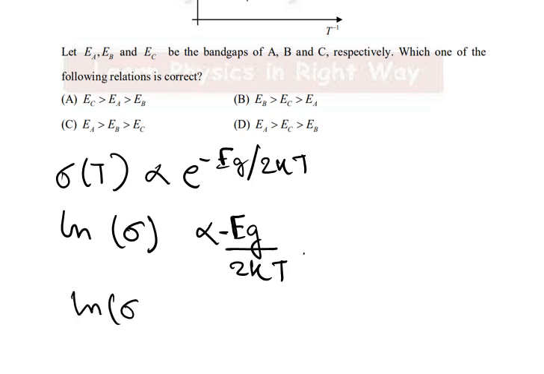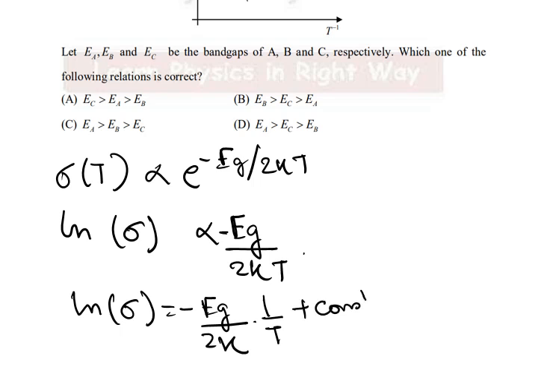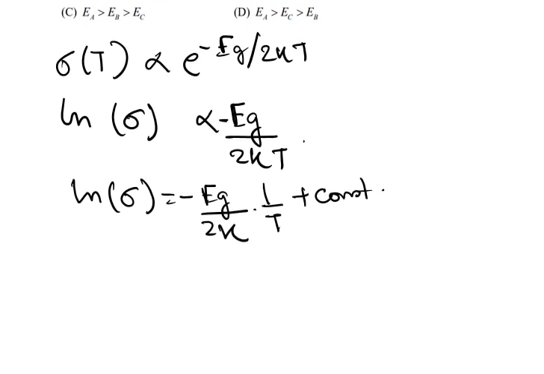ln sigma is equal to minus Eg by 2k into 1 by T plus constant, right? So this is a straight line with a slope of minus Eg by 2k, right? We have slope of minus Eg by 2k, right?